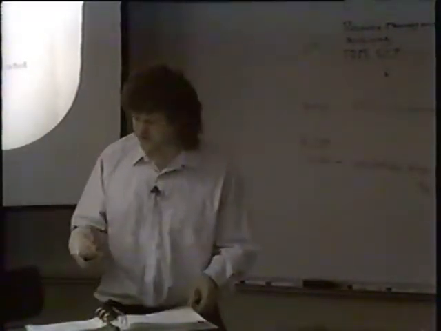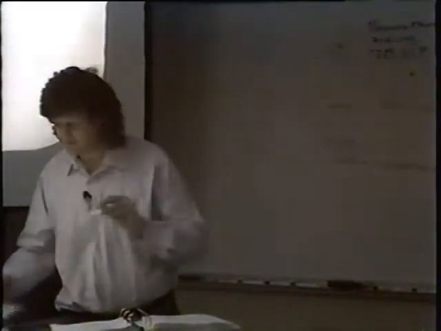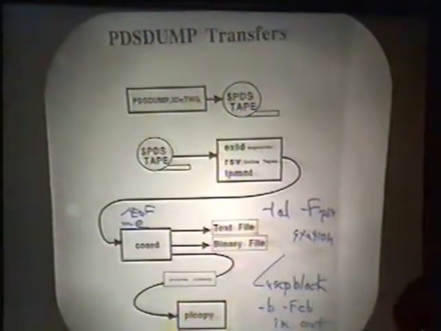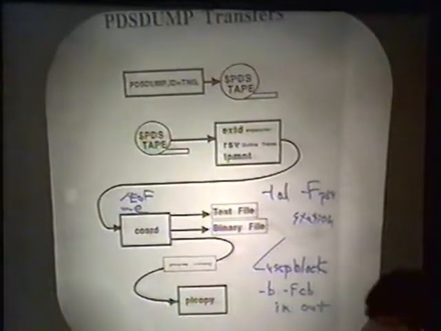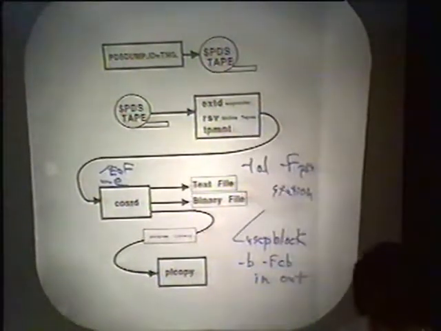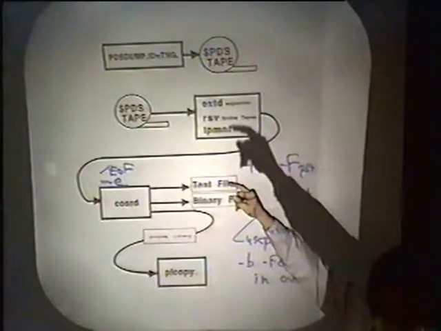Now the station can do some of the blocked to text conversion. But if you're transferring across with tape, we do have the capability of writing a PDS dump tape in COS, mounting the tape on a UNICOS system, and if it's an expander tape, we read it in with EXTD. And if it's an online tape, we need the RSV and TPMNT commands to read it in.